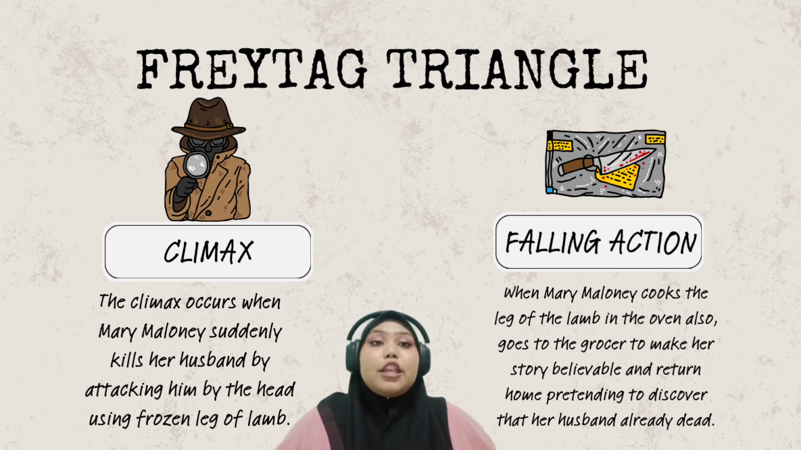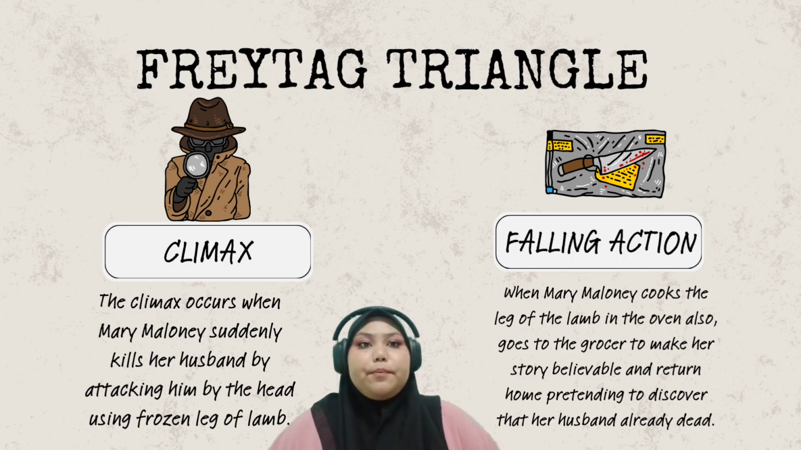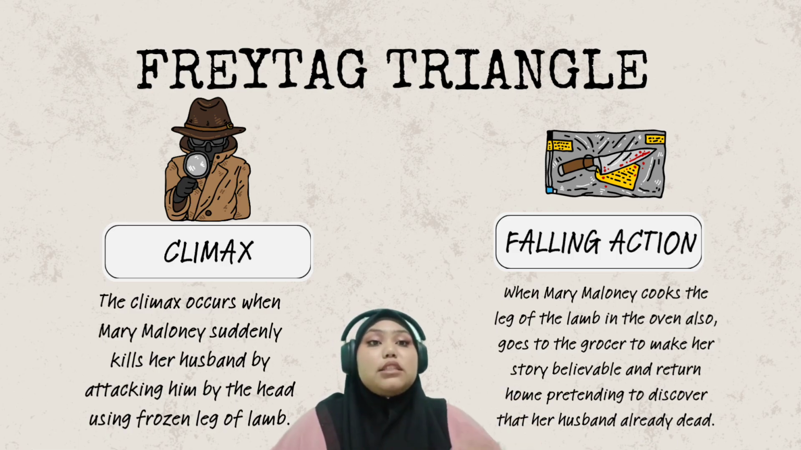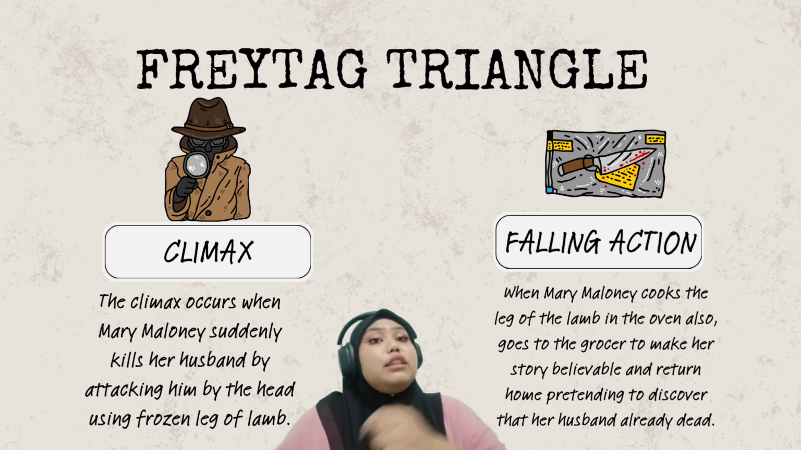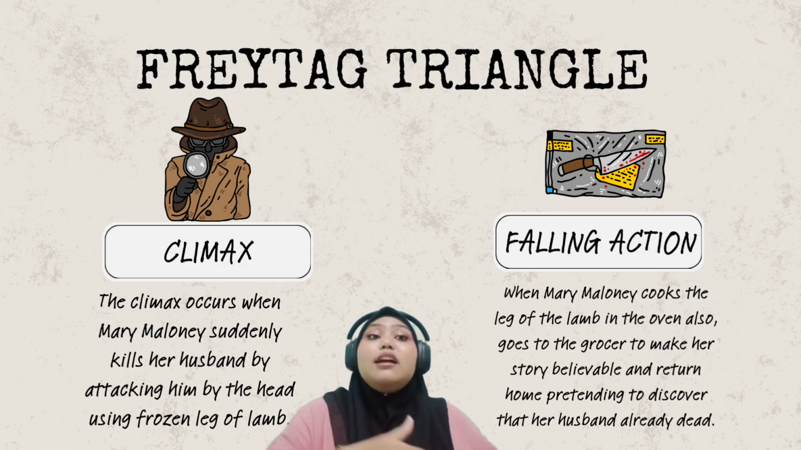Now, the next part of the Freitag triangle, besides the climax, is the falling action. What is the falling action? Falling action is when the conflict starts to resolve and the characters find a solution for their problems. The falling action in this story is when Mary Maloney starts to cook the leg of lamb in the oven and goes to the grocer to make her story more believable. When she returns home, she pretends she doesn't know who killed her husband, while the murderer is herself.